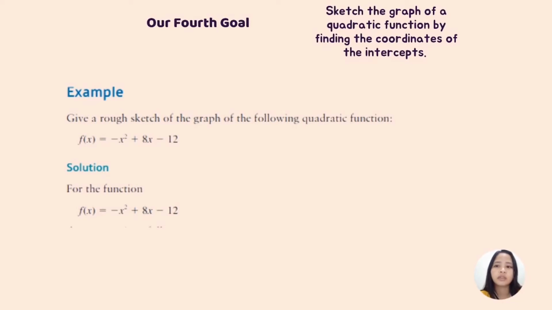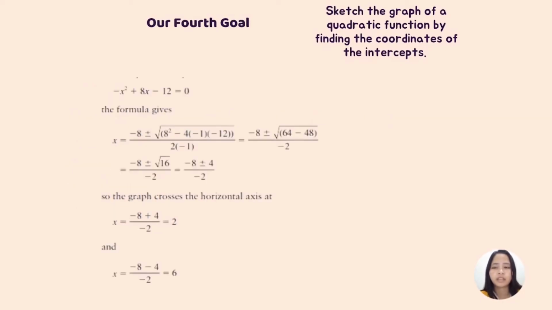So the formula gives x equal to (−8 ± √(8² − 4 × (−1) × (−12))) / (2 × (−1)). So it is equal to (−8 ± √(64 − 48)) / (−2). So it is equal to (−8 ± √16) / (−2), which is equal to (−8 ± 4) / (−2).